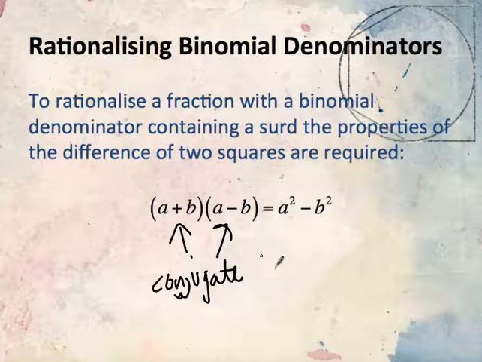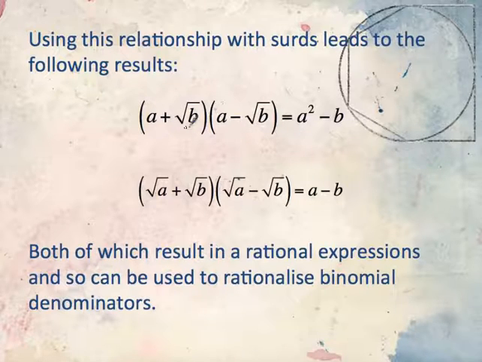Using our conjugate pair, multiply them together, we notice that we only get the squared terms. If we then apply this to expressions using surds, notice in this conjugate pair, a plus root b times a minus root b gives us a squared minus b. The surd term is removed. Similarly, if I have root a plus root b times root a minus root b, then I get a minus b, and it's removed the surds again. These properties can be used to rationalise expressions, and so we can use this to rationalise binomial denominators.